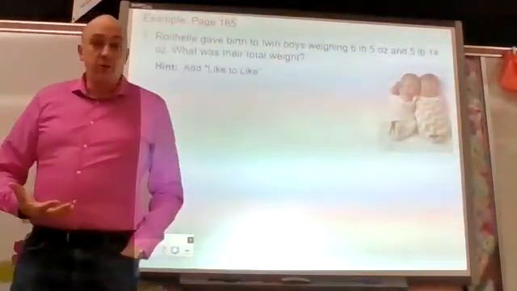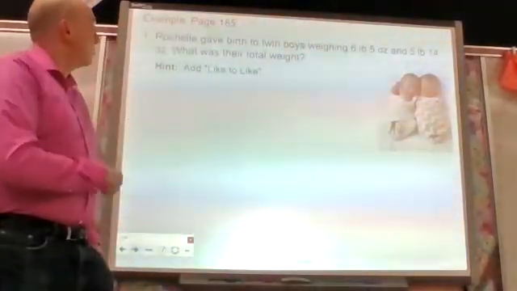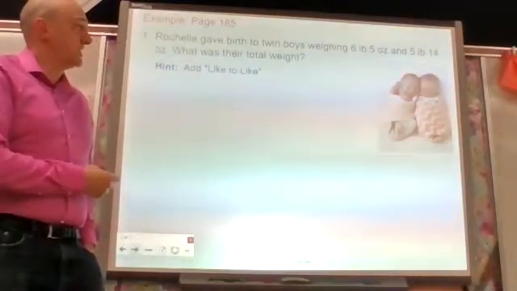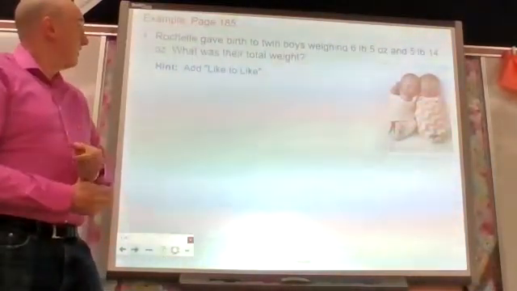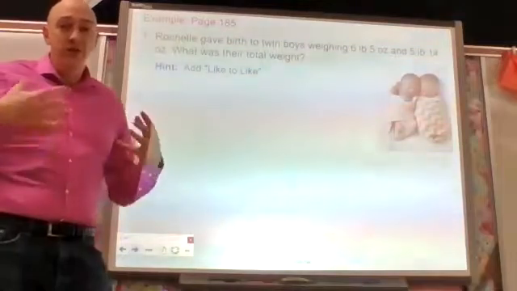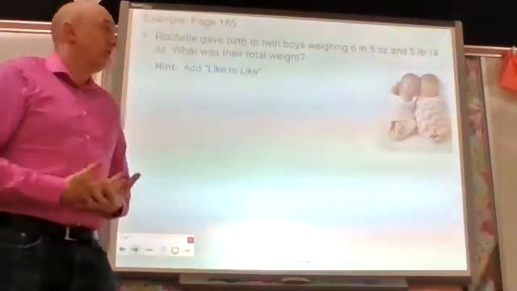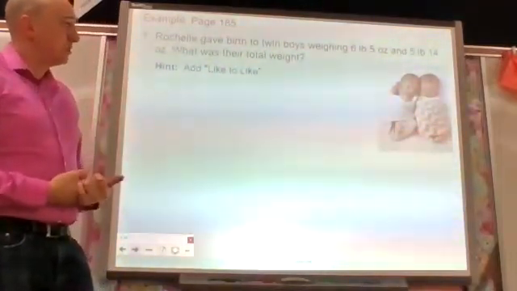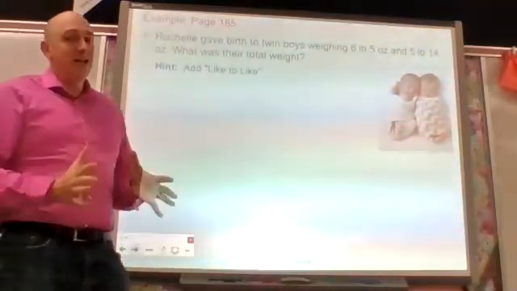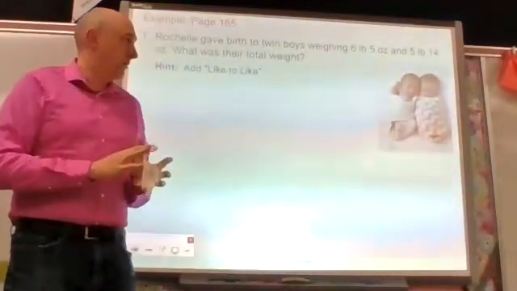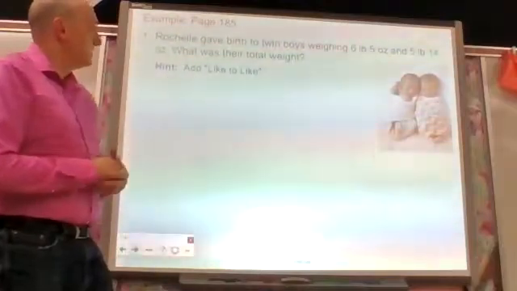All right, now another question here. We have Rochelle giving birth to twin boys weighing 6 pounds 5 ounces and 5 pounds 14 ounces. What is their total weight or their combined weight? We don't have to do any conversions unless we get sort of an improper number. So the hint is add like to like.